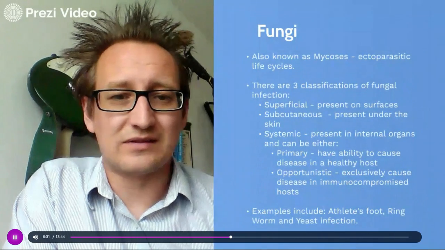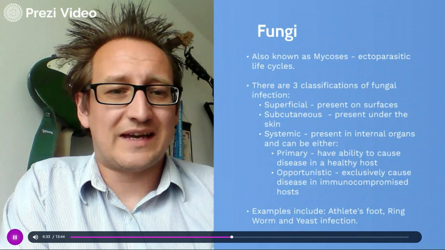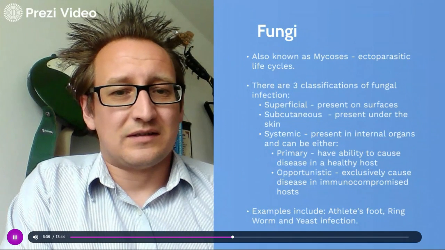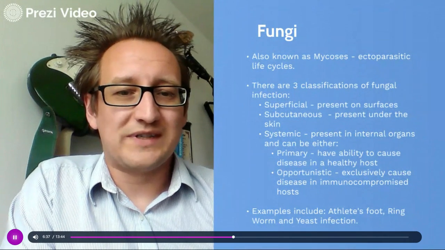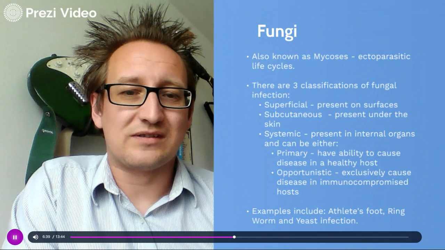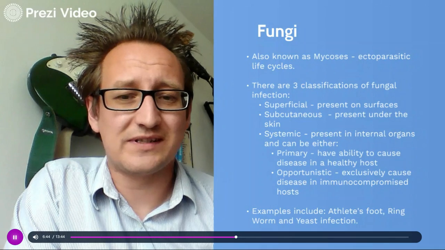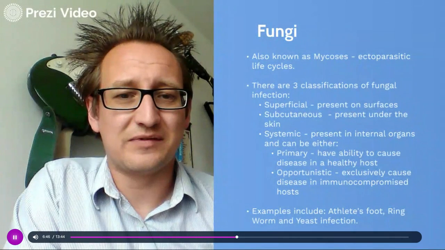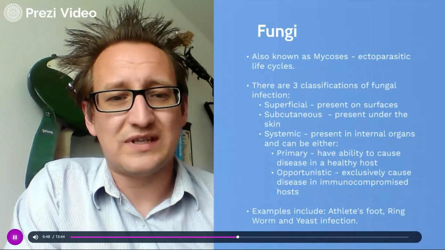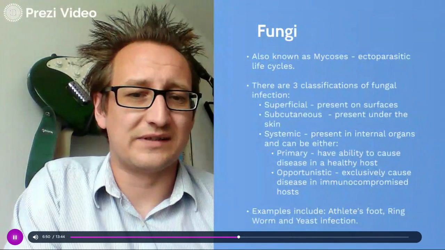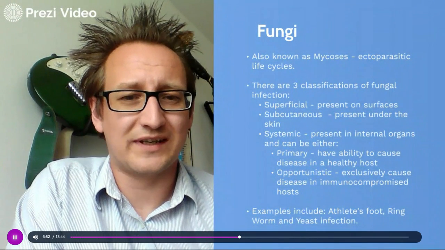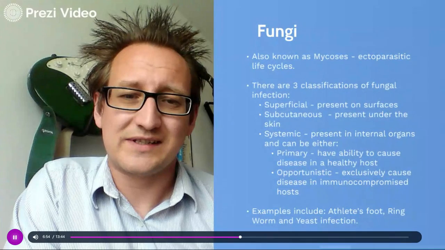Now, fungi are the first kind of group that we talked about, ectoparasitic. Fungi can also be called mycoses, and there are generally three classifications of fungal infection. Superficial, which means on the surface. This might be a skin-type fungus, like athlete's foot. Subcutaneous, and this is where it's present under the skin, so it may form in the muscle or in the connective tissue. And then there is systemic.